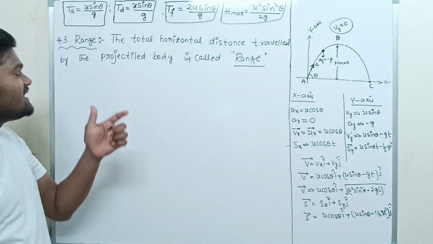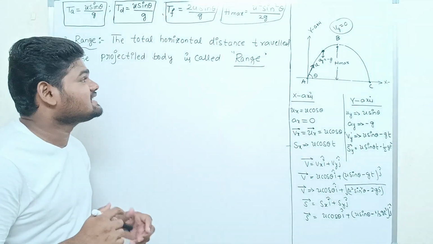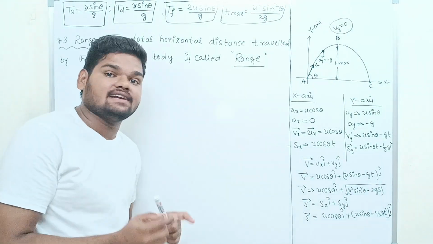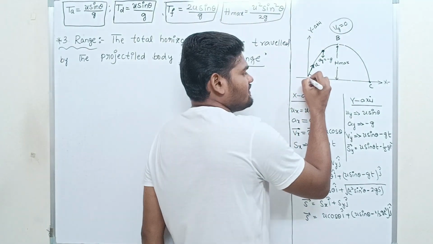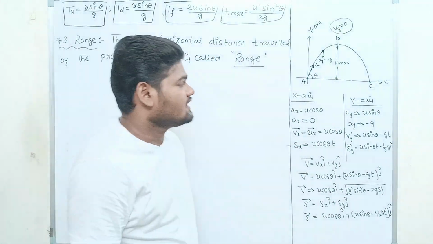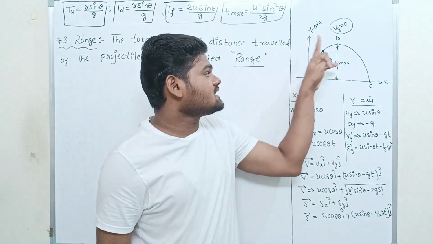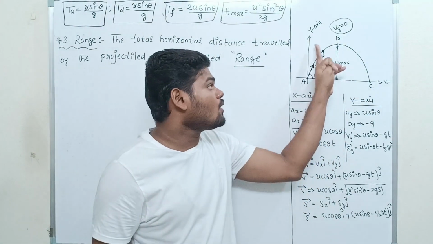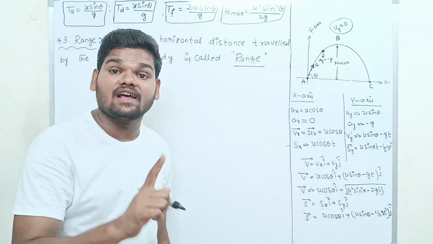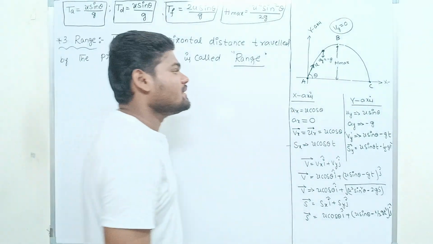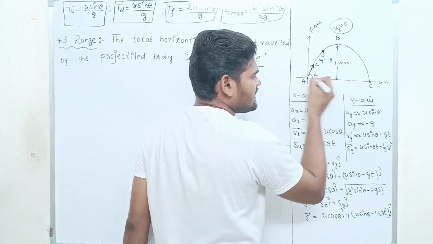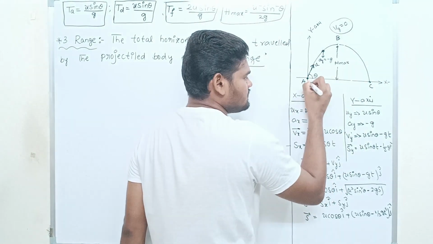So what is the meaning of range? The total horizontal distance traveled by the projectile body. Have a look. From the point here, we projected an object into the air at an angle other than 90 degrees with the horizontal, and it is making projectile motion. The total horizontal distance traveled by this projectile body.